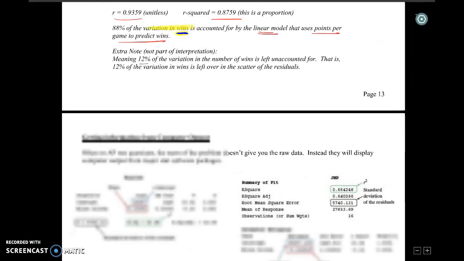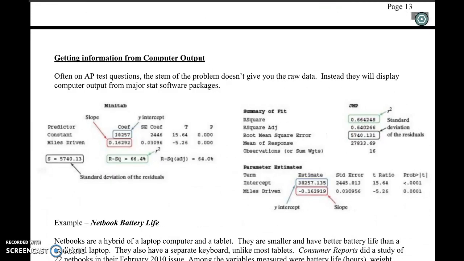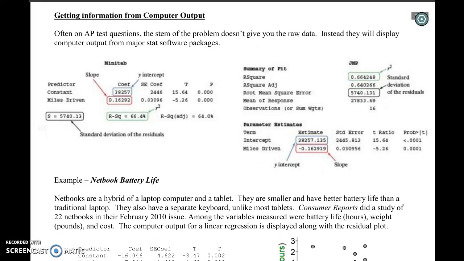Okay? All right. Getting information from computer output. So on the AP test, you will do a lot less of the actual calculator stuff than we do in class usually. They're usually just going to give you a computer output that gives you all of that stuff, and then they'll just ask you to interpret it.